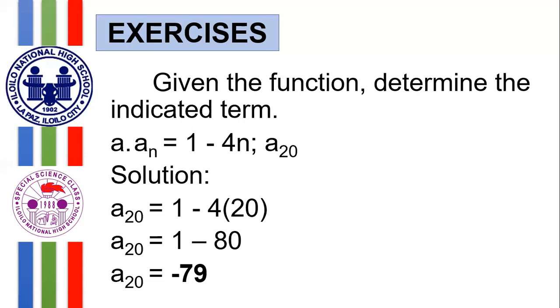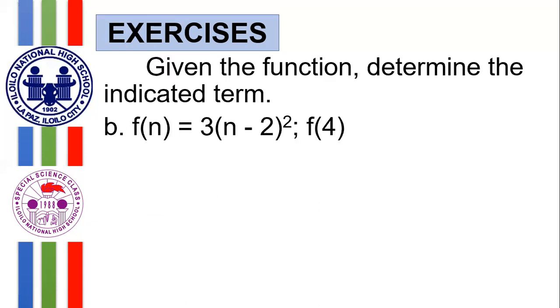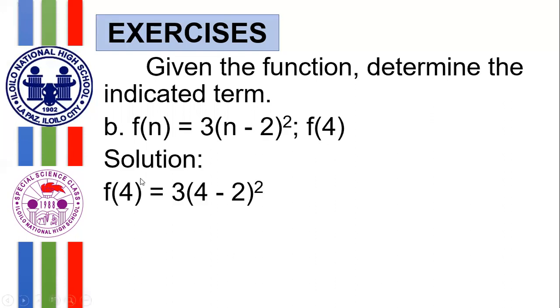Let's have another one. F of n equals 3 times the square of n minus 2. And we're looking for f of 4. So we will substitute our n with 4. With that, we have f of 4 equals 3 times the quantity 4 minus 2 squared.